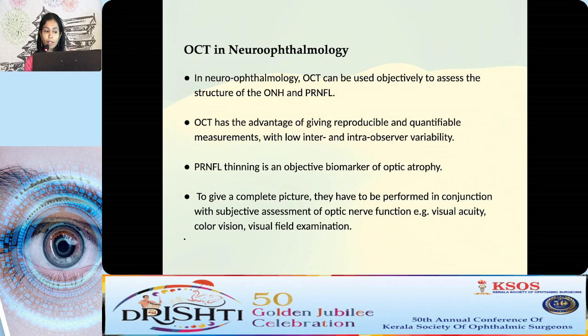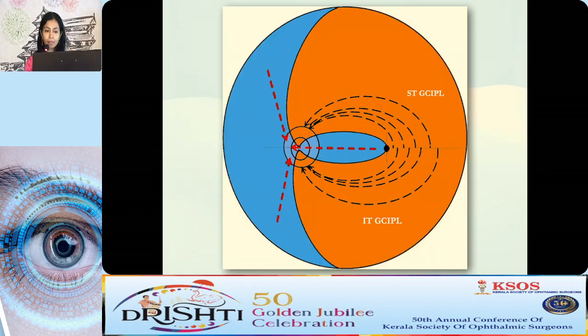The thinning of the peripapillary RNFL is an objective marker of optic atrophy, but to give a complete picture, they have to be performed in conjunction with subjective assessment of optic nerve functions like visual acuity, color vision, and visual field examination.